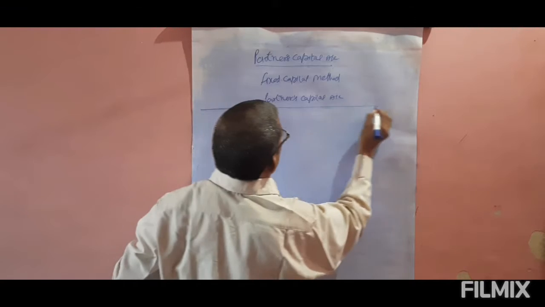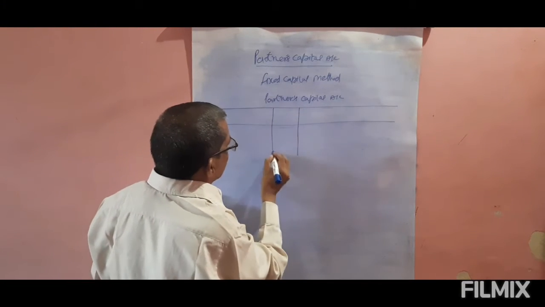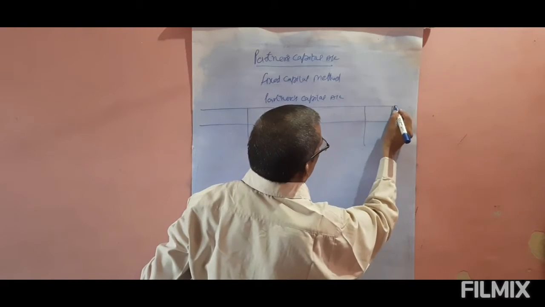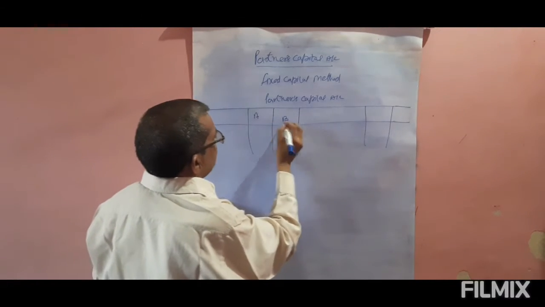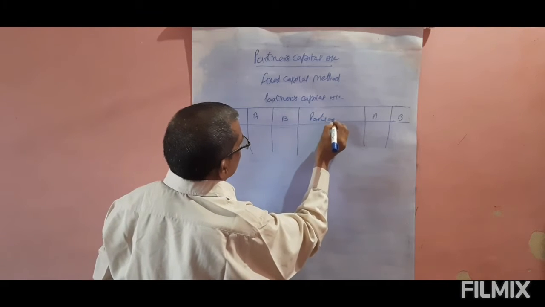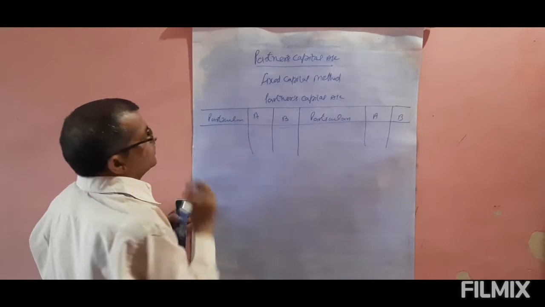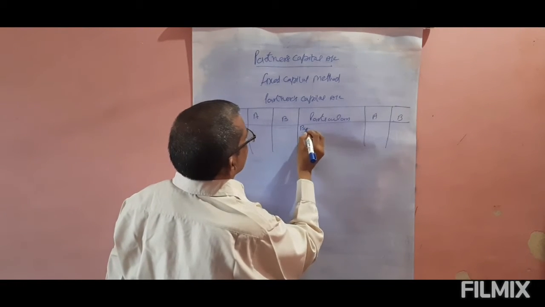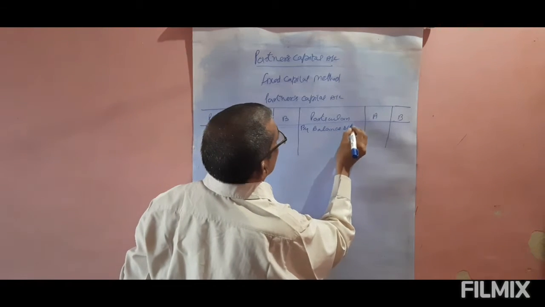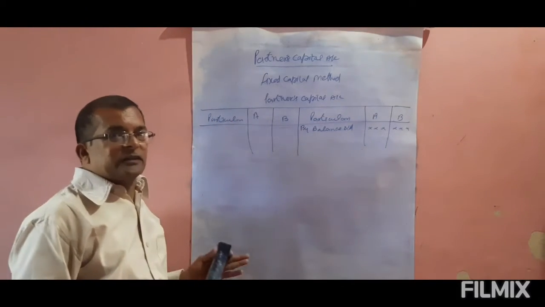Now let's see. This is the partners' capital account. There can be two partners, three partners or four partners. Suppose A and B. These are the particulars. First, here is by balance b/d. It means opening balances are posted here.